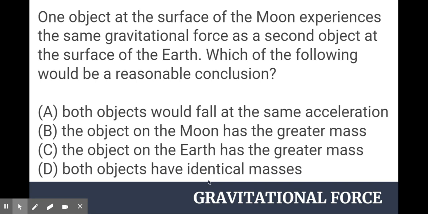Okay, the correct answer is B. All right, the key here is that the gravitational forces are the same. So you can set the gravitational force of this object on the moon equal to the gravitational force of the object on Earth. And if you do that, using some logic, you can figure out that the answer is in fact B.